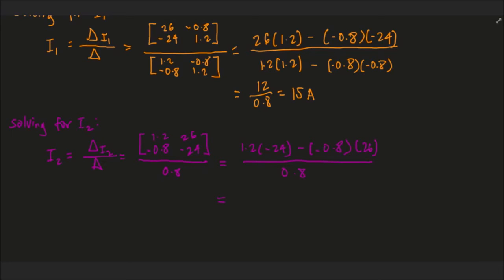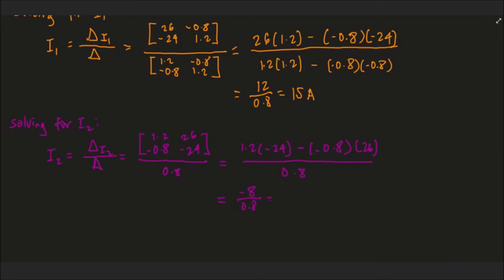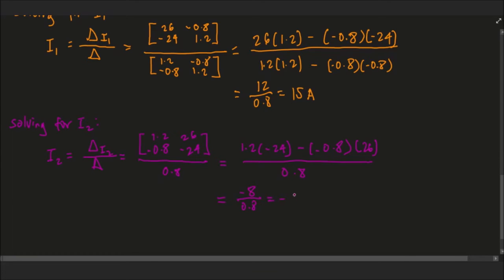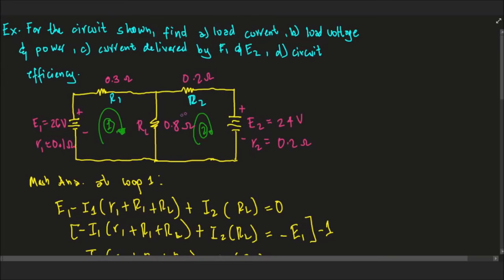So that will be times 26. Okay. 26. So we will have negative 8. So this will be negative 8 divided by 0.8. So let's divide it by 0.8. So we have negative 10 amperes.